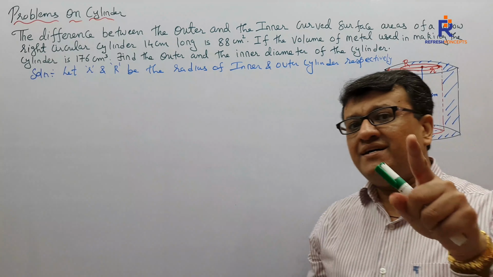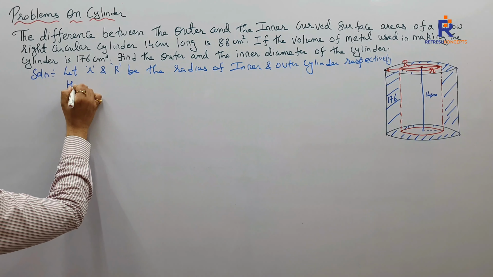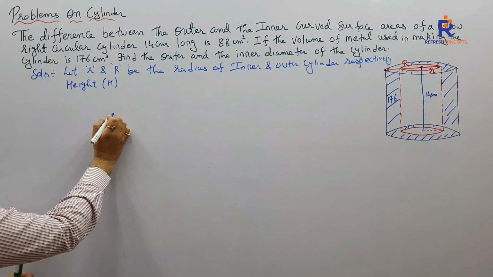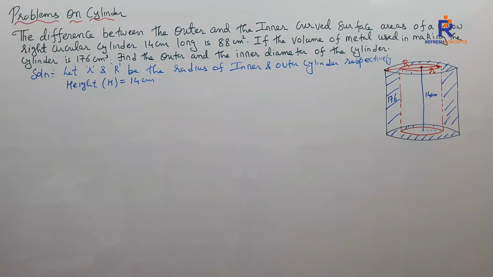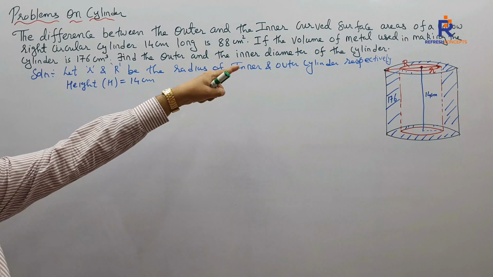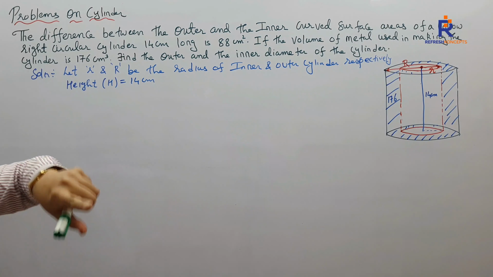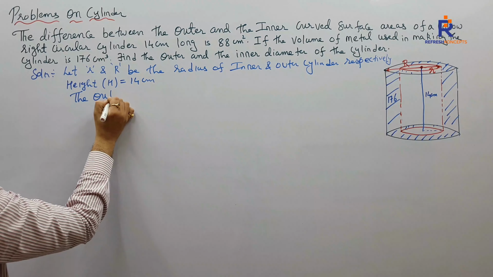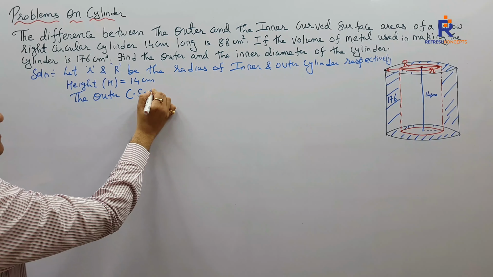Through and through the height is the same, so the height for both the cylinders happens to be the same. Height given to me, I shall take height capital H as 14 centimeter. Now we read the question: the difference between the outer and the inner curved surface area. Have we found out the outer and the inner curved surface area? No. Let's find out. The curved surface area, let me jot down as CSA to save some space.